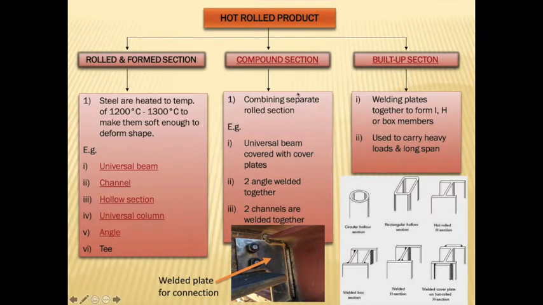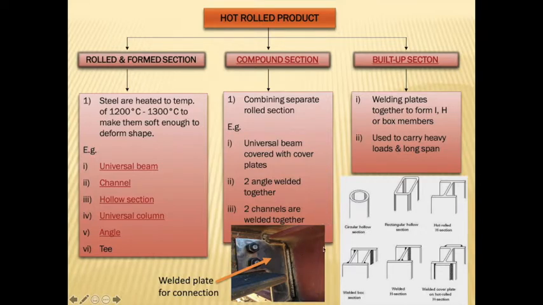Then we also have the compound section, whereas we have a combination of separate roll sections. For example, we have a universal beam covered with cover plates, or two angles welded together, or two channels welded together. As you can see here, this is one example.